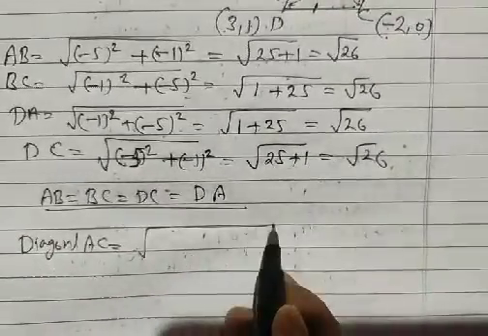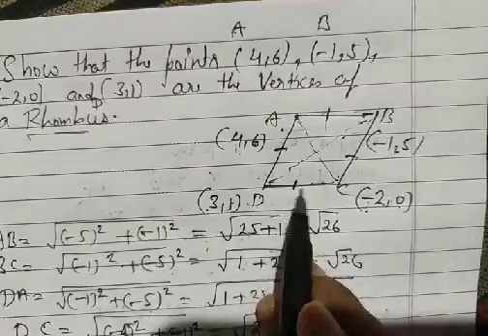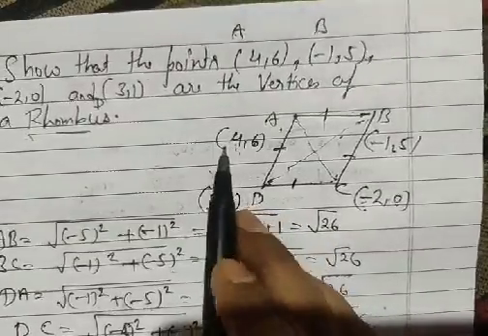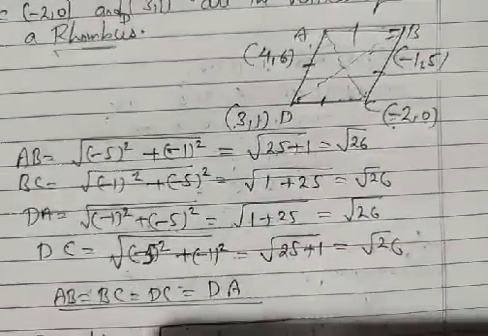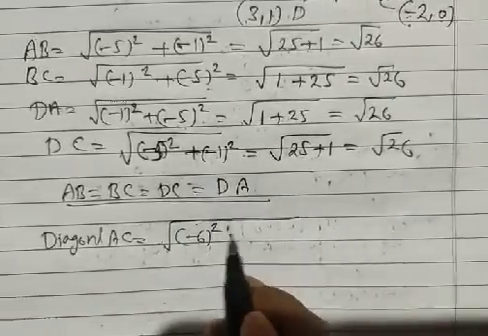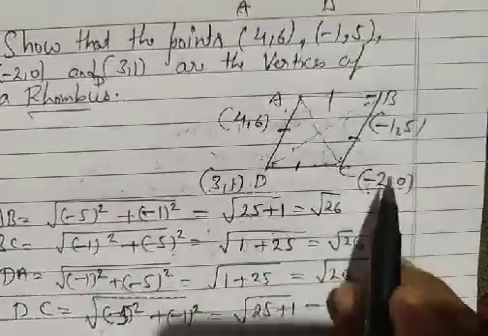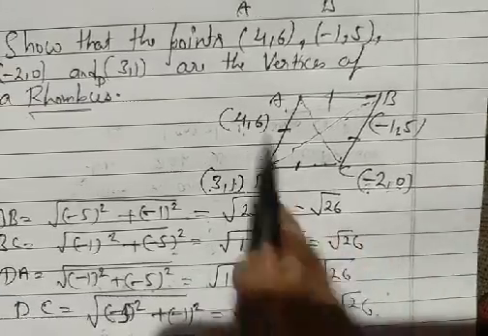After that we are going to find out diagonal BD. First, diagonal AC. What is diagonal AC there? It's -2 and -4. -2 minus 4 we get -6 whole square, plus then it's 0 and -6, we get 0 minus 6, which is -6 whole square.